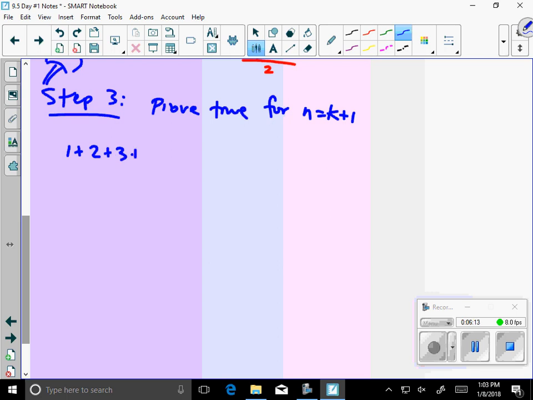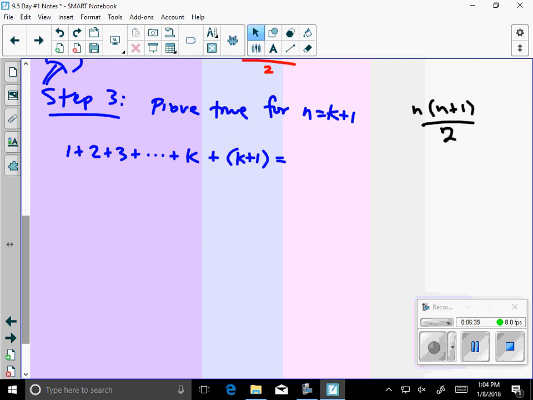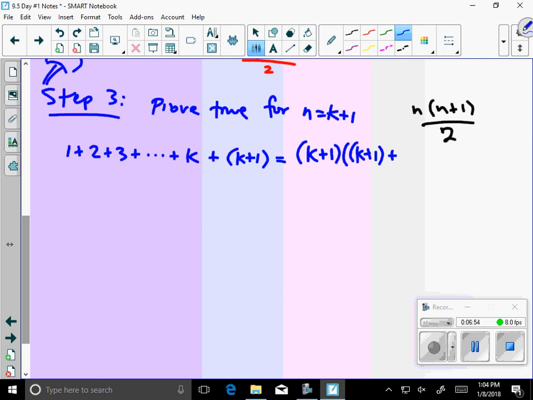1 plus 2 plus 3 plus all the way up to k. I'm going to include that last statement that we did in step 2, and then I'm going to add a k plus 1. And notice I put it in parentheses so I don't get confused. We're going to show that that thing is equal to, now let's recall what we had. We had n times n plus 1 over 2. What are we plugging in for n in this case? Not k. K plus 1. We're proving it's true for n equals k plus 1. So that means I have a k plus 1 times a k plus 1 plus 1.